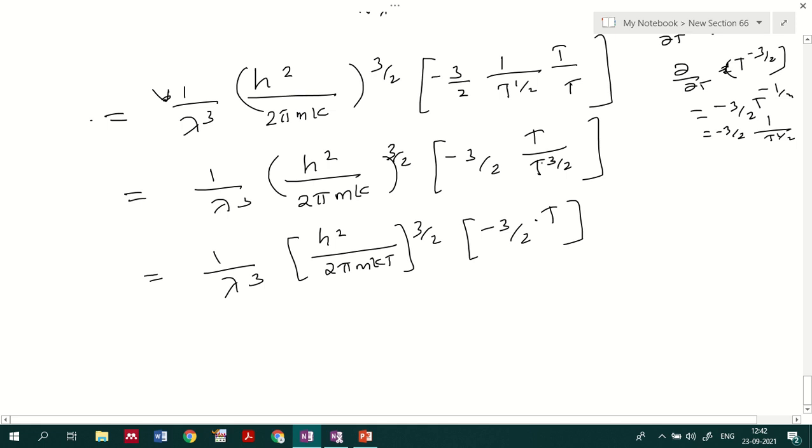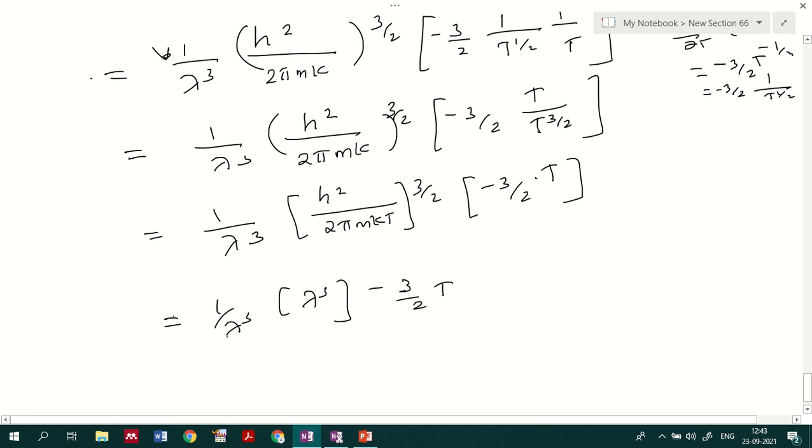Let me here it will be t raised to 3 by 2 into t lambda. So what will be finally, we know that this representation is actually lambda cube. So that is 1 by lambda cube into lambda cube raised to minus 3 by 2 t will be there. So what you will be having is minus 3 by 2 t as the corresponding value you will be obtaining here.